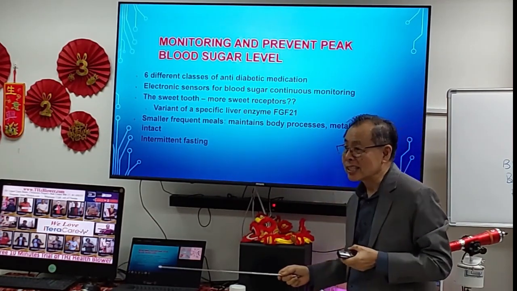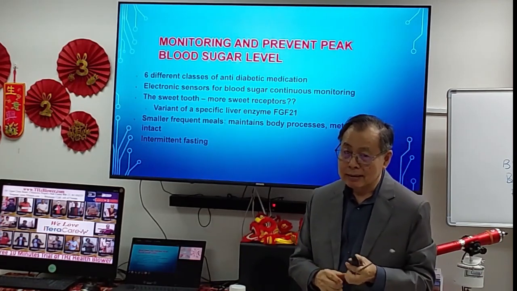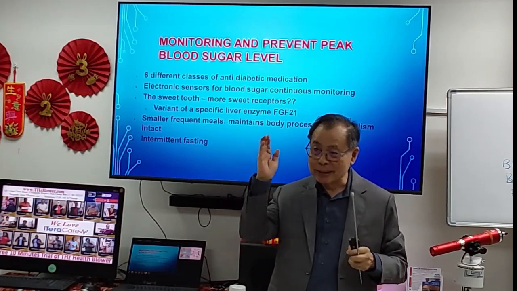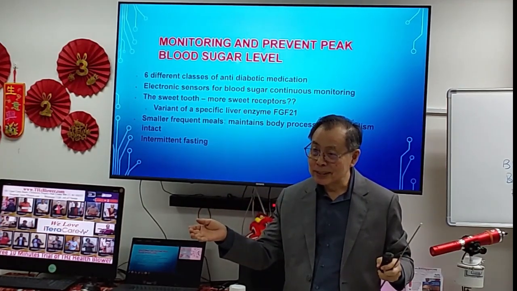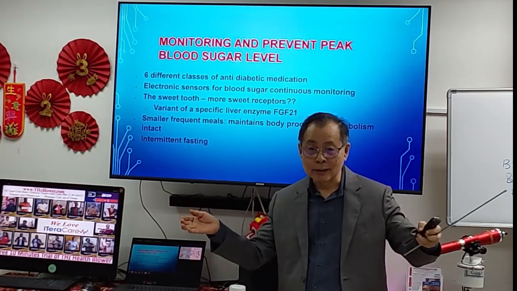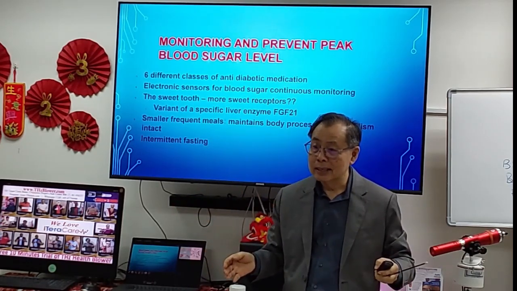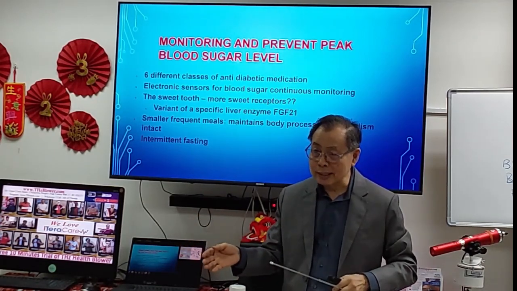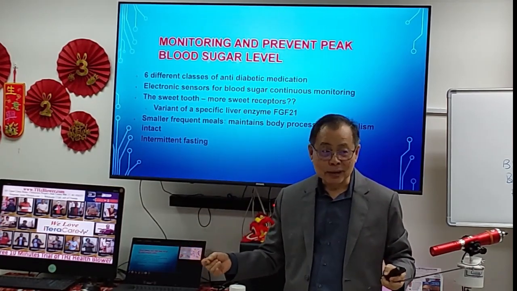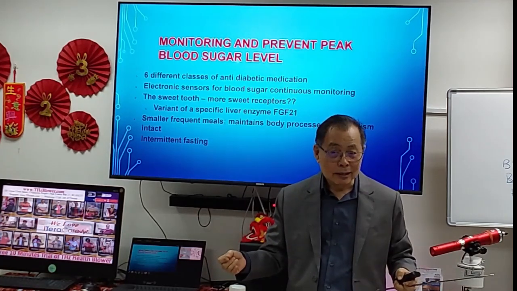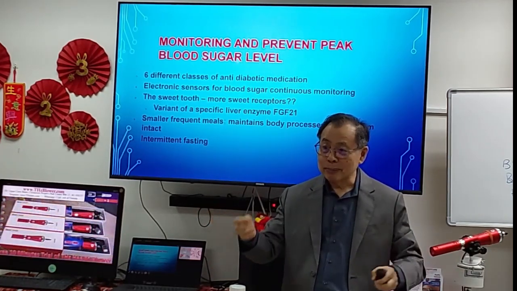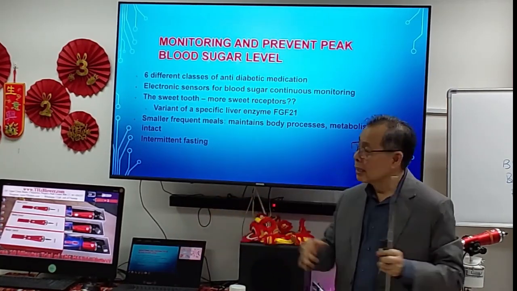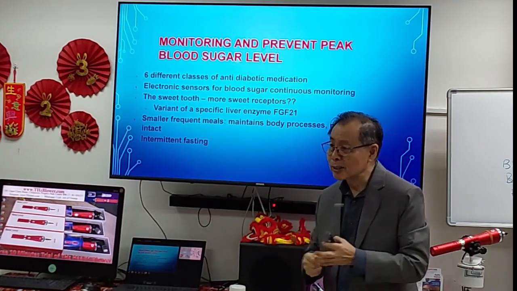The other thing is electronic sensors. Now, as you know, sensors are now the thing, right? You have trains that go by themselves without a driver. How? Sensors. They sense everything. Right? Automation. Robots can move, they can do all kinds of things. Why? Because of sensors. You can even have a humanoid robot, a robot that acts and talks like a human. Why? Because of the sensors. So there's no reason why you can't find a sensor for blood sugar, isn't it?